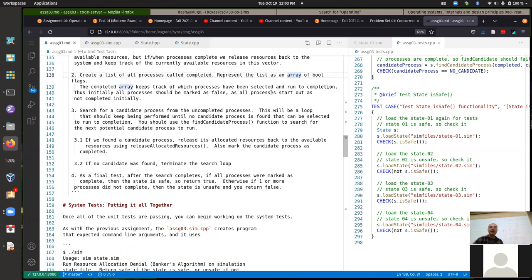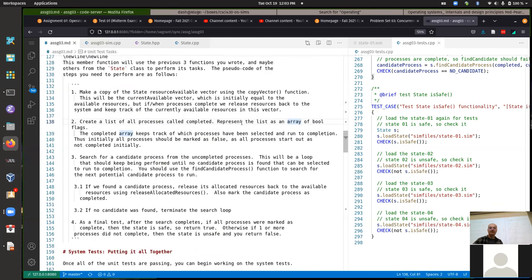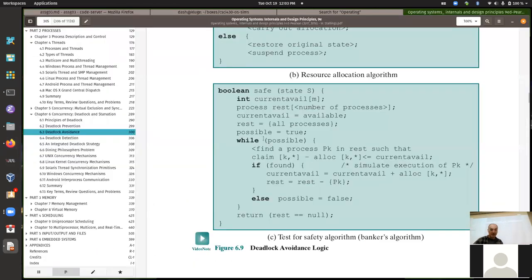Then you're going to have a loop for the isSafe function, which is an implementation of this. So basically, the loop probably should be a while loop, because you need to keep doing that as long as find candidate process doesn't return no candidate. So while find candidate doesn't return no candidate, that means that you found a candidate, so you'll have the process identifier of a candidate whose needs can be met from the current available. Once you find a candidate, you're going to release its allocated resources back. So that's what this line is doing in the pseudo code here.